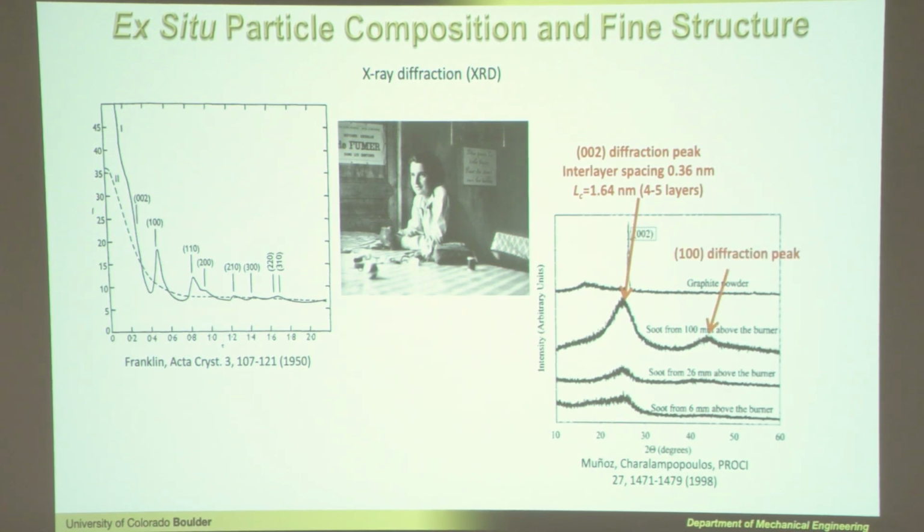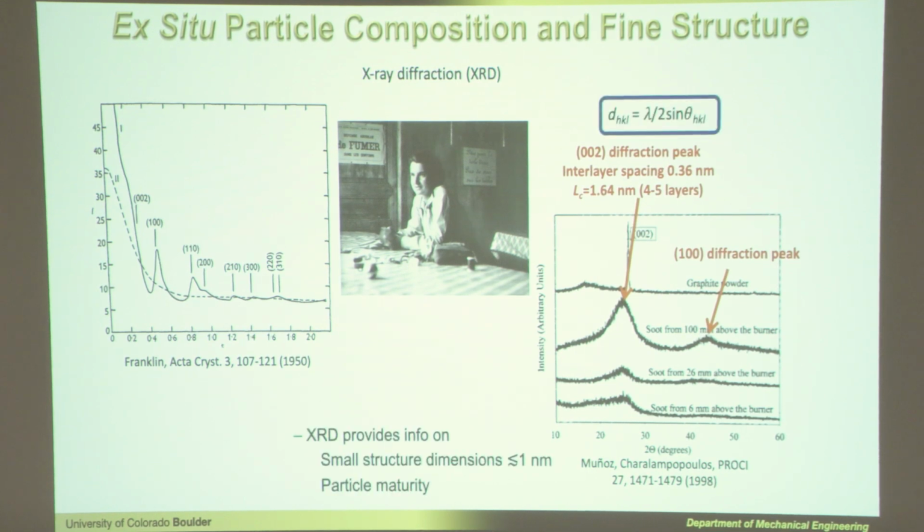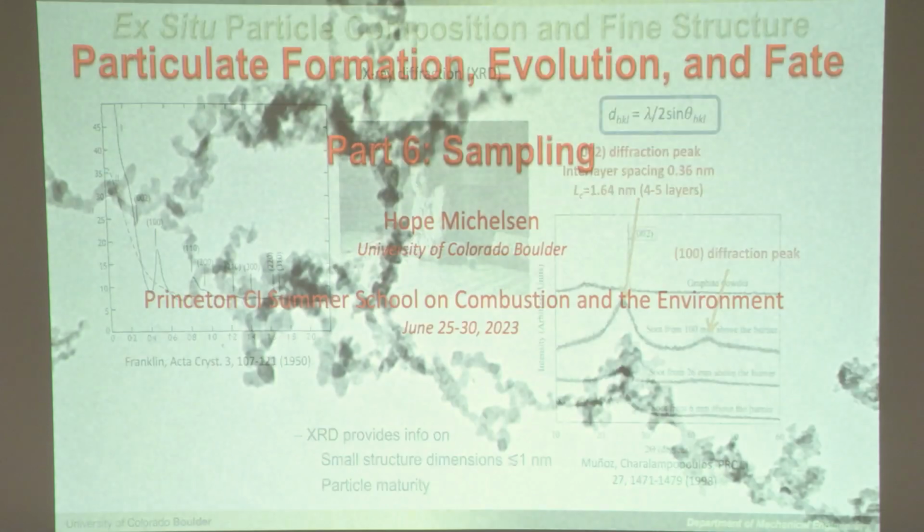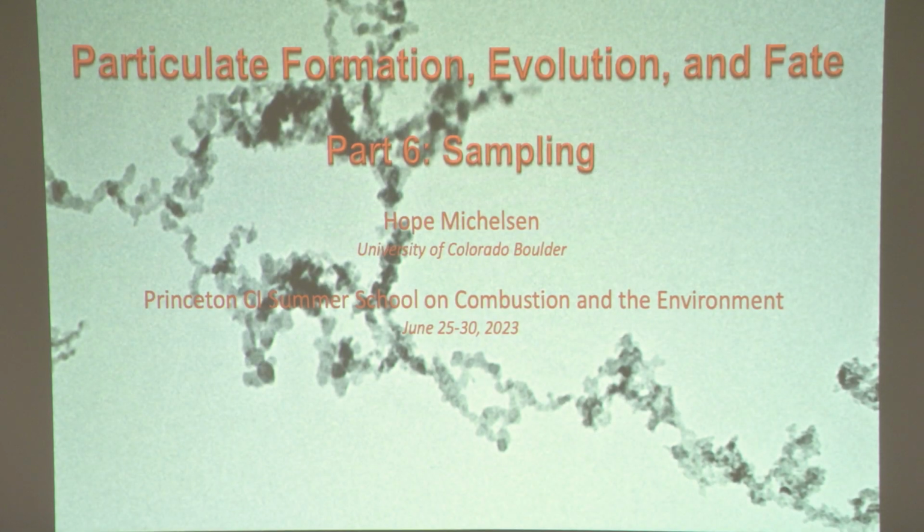Yeah, and then there's the 100 diffraction peak, which is commonly seen, and I think that's the spacing in the plane, the six-membered rings. So it gives us information about the maturity of the particle. Okay, so let's quickly talk about sampling issues.